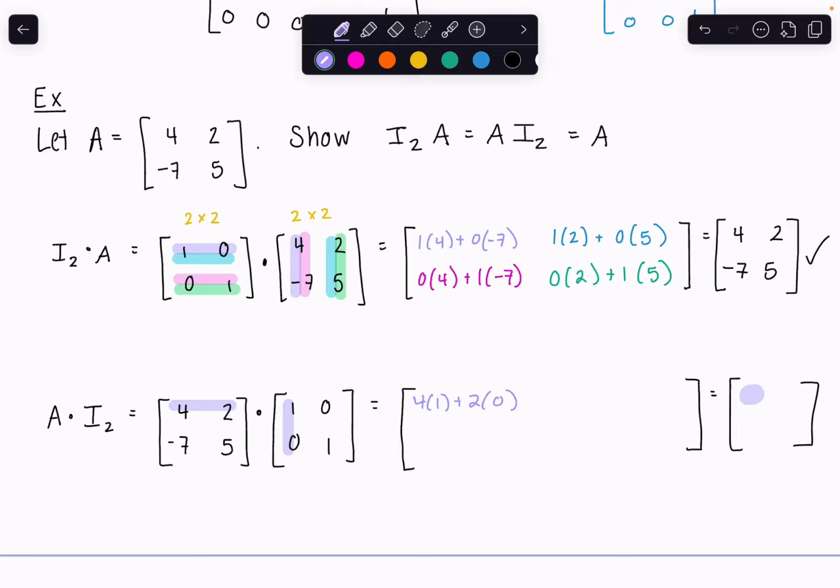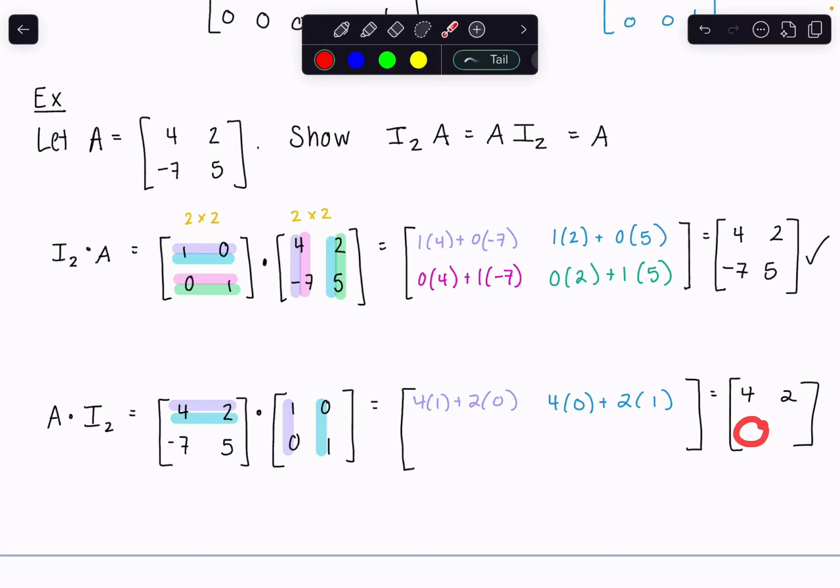And the result of that is going to be exactly 4, which is what we want. And then moving on to first row, second column, we use the first row and the second column. So we get 4 times 0 plus 2 times 1. And that indeed gives us 2.